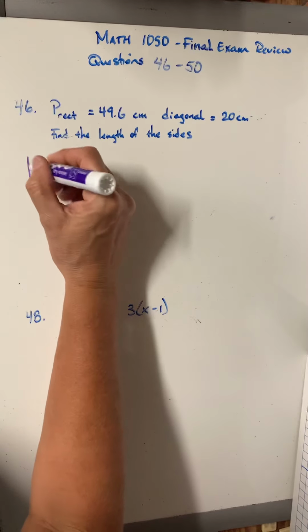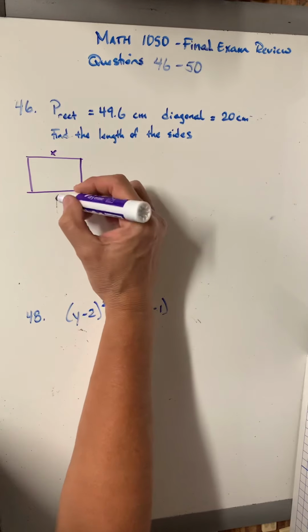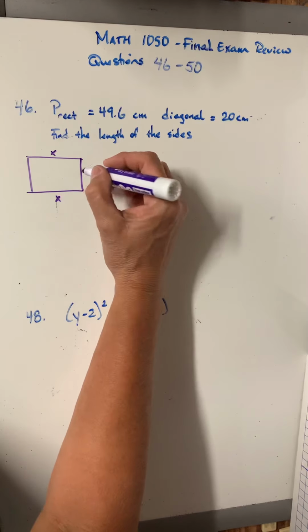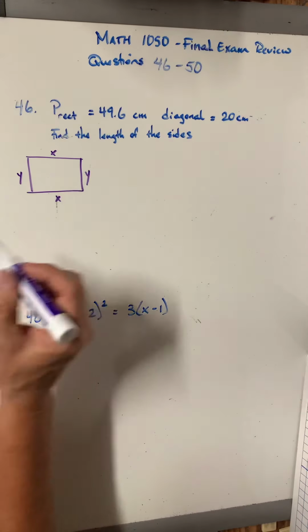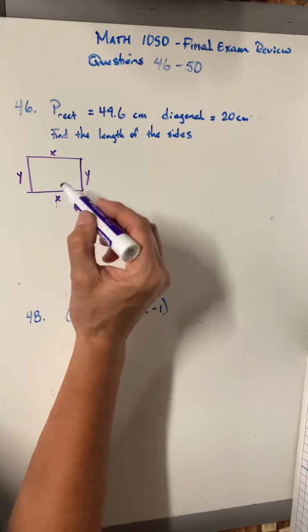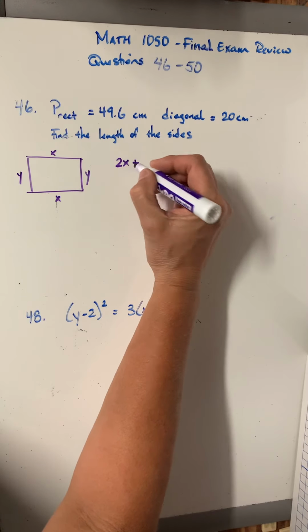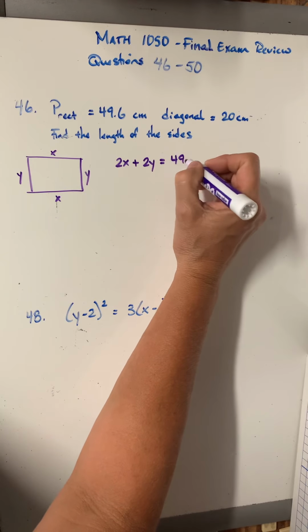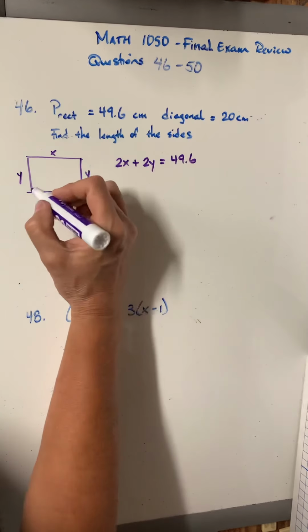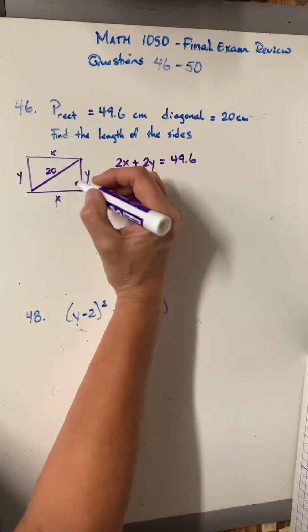So the first thing I like to do is draw myself a rectangle, and I'll label these two opposite sides X, and these two Y. So the perimeter is when you add them all up, so that's X plus X, which is 2X, plus 2Y, and that total is 49.6. And then they give me the diagonal, which is 20. So what can I do with that?